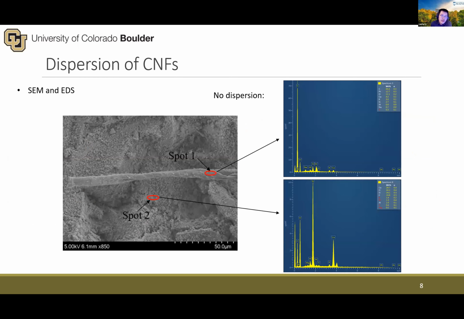We also evaluate the dispersion of carbon nanofibers by using SEM analysis with the EDS. So this is a pretty common one: without any dispersion process, you can capture some very big fibers actually bound by a lot of different carbon nanofibers. The EDS analysis shows this is really a carbon nanofiber compared to the other side of the cementitious material.